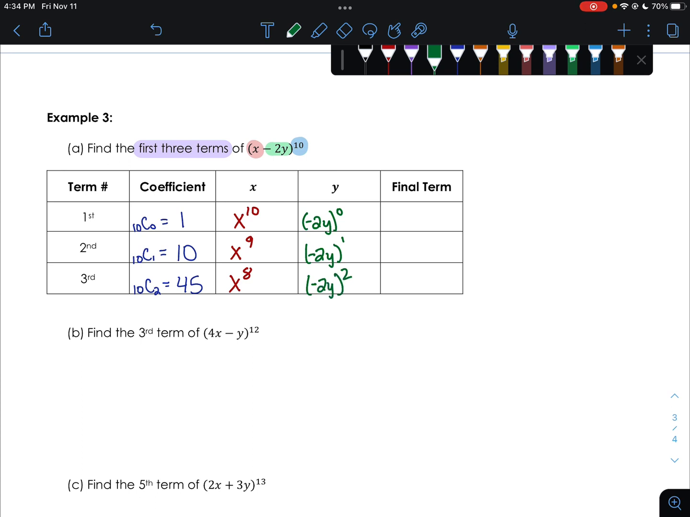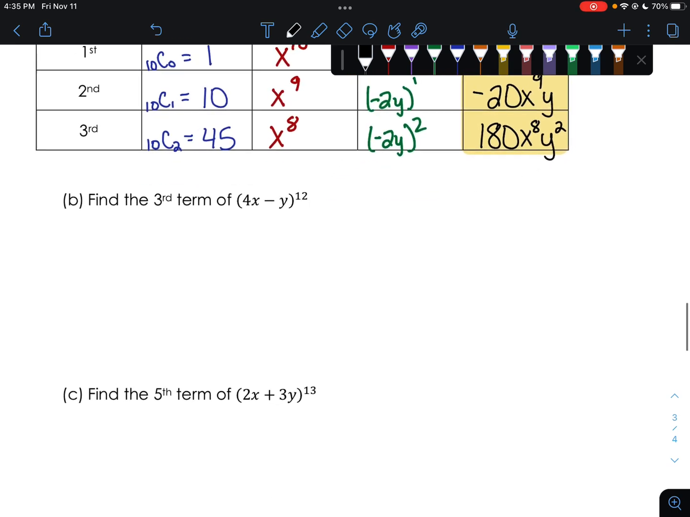Okay, so go ahead and figure out what would be in our final term box. Pause the video so you can figure it out. So let's see how you did. We should get x to the 10th, negative 20 x to the 9th y, and 180 x to the 8th y to the 2nd. So again, because that middle sign was negative, the sign should alternate.